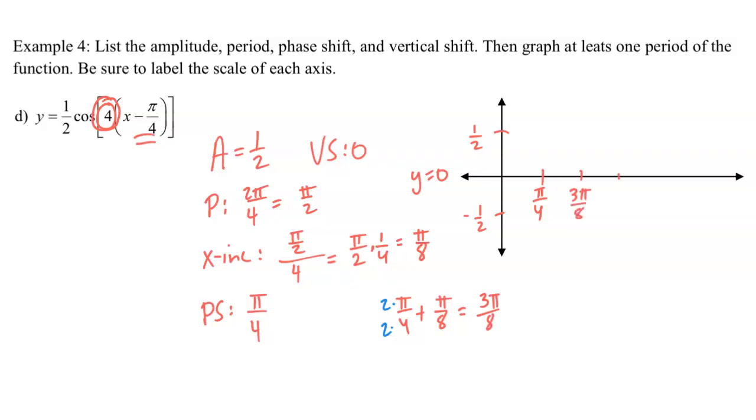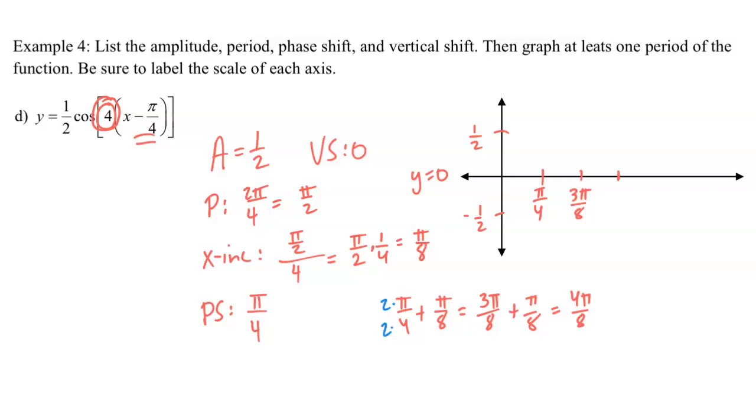My next one will be adding another pi over 8, which will get me to 4 pi over 8. So I'll just go ahead and write that down. You can write down as much of this as you think you need to. What you cannot do is use a calculator. So you are going to have to be able to do this mental math in your head.